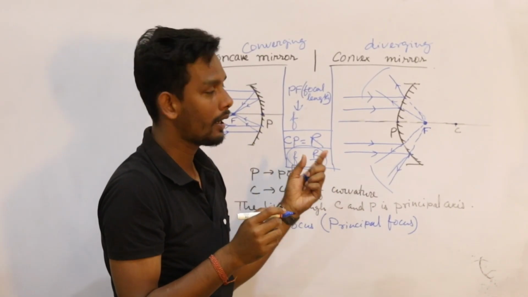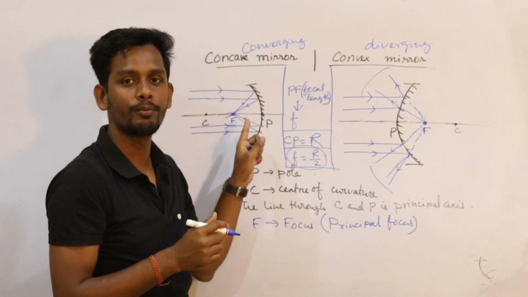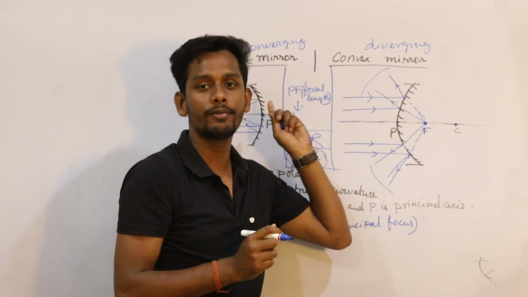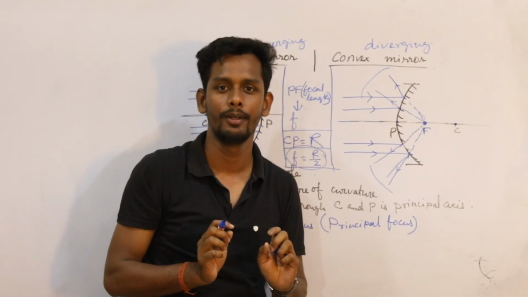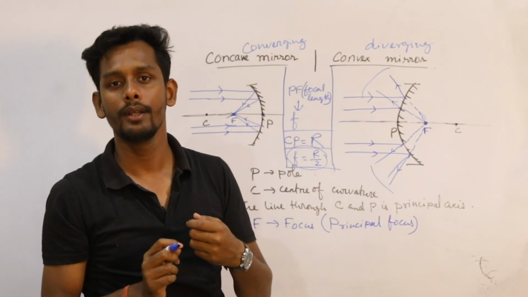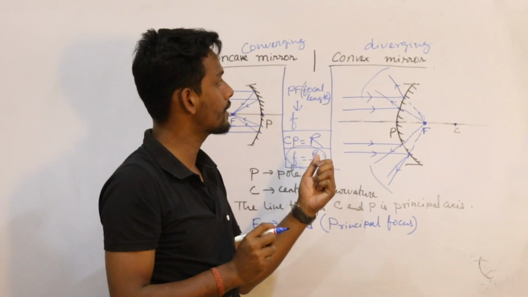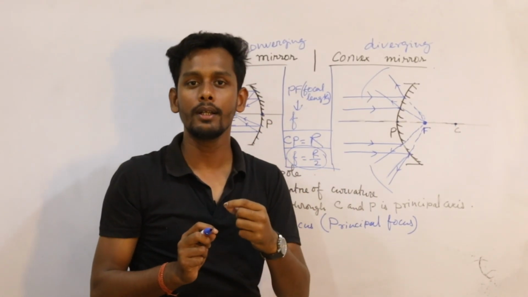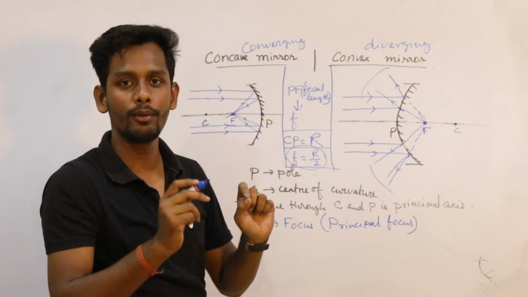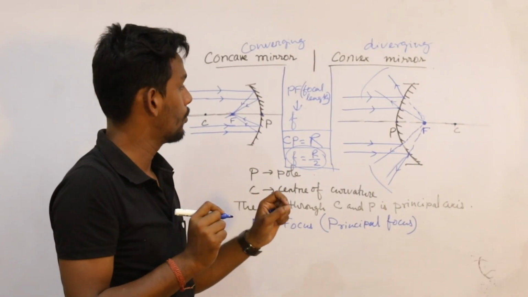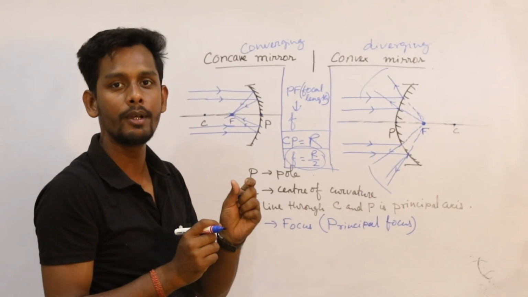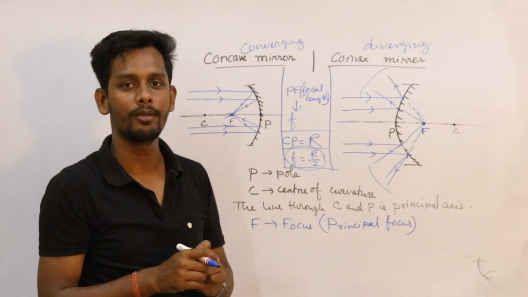And this is the topic, how the rays converge to the focus in case of concave mirror, and how the rays diverge from the focus in case of convex mirror. Okay? Now, in the next topic, we will discuss the image formation by the concave and convex mirror. Then you can move towards the next topic, that is image formation by the spherical mirrors.